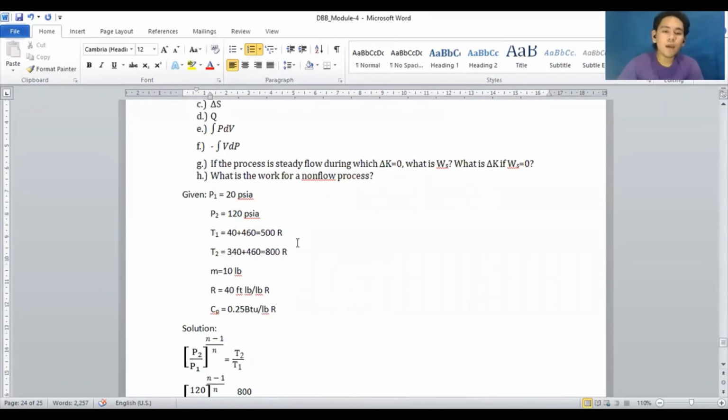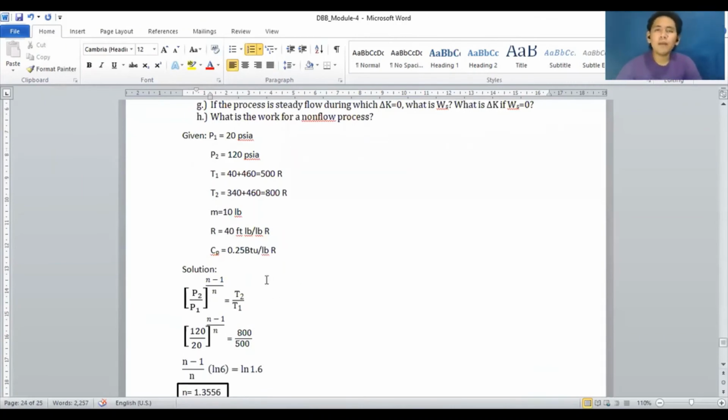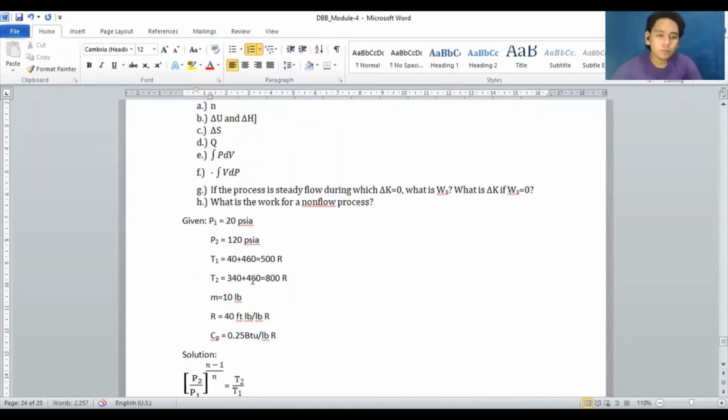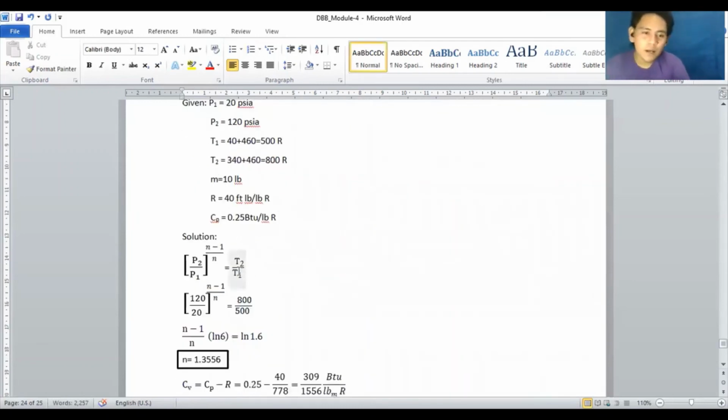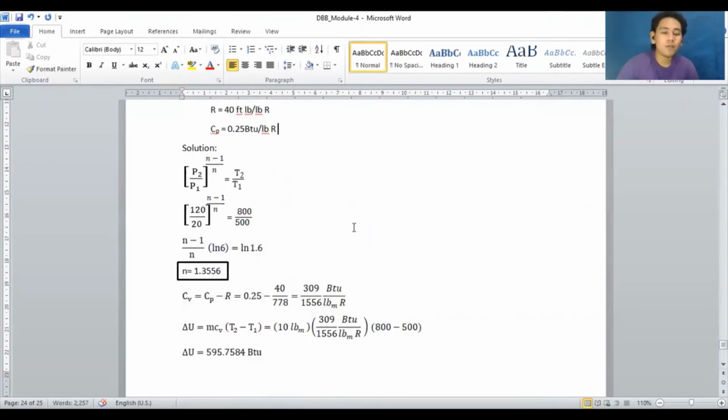Now, as you can see here for the value of n, we are given pressures and we are given temperatures. So therefore, by using the P-T relation, we can yield the value for n. Your P2 over P1 raised to (n minus 1) over n equals T2 over T1. So therefore, your n is 1.3556.